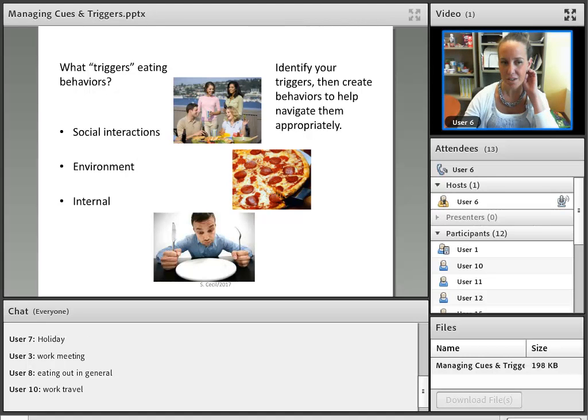And the reason I ask you for these examples is sometimes it can be a little bit difficult to differentiate between these different categories, because in many ways these things that you're describing that are social interactions are also environmental, right? So we're in a restaurant eating, that sort of thing. So how might we distinguish between environmental triggers and social interactions? What would be some examples of environmental triggers? Any thoughts?